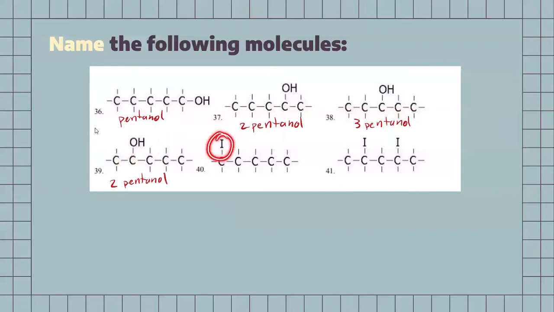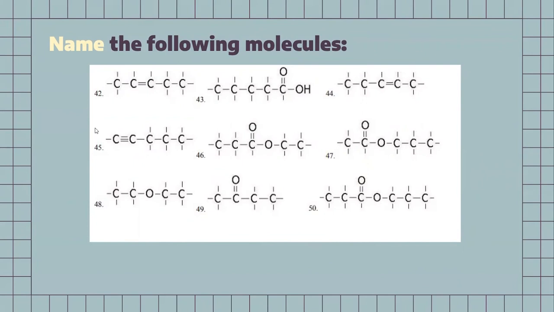40, now we have a halide on carbon 1, so this would be iodopentane, or another way you can call it would be pentyl iodine, depending on when you learn the scheme. 41, we have 2 iodines. So one that is on carbon 2 and the other one is on carbon 4. So this would just be 2,4-diiodopentane. And even if you started numbering on the opposite side, it would still be on carbon 2 and on carbon 4.